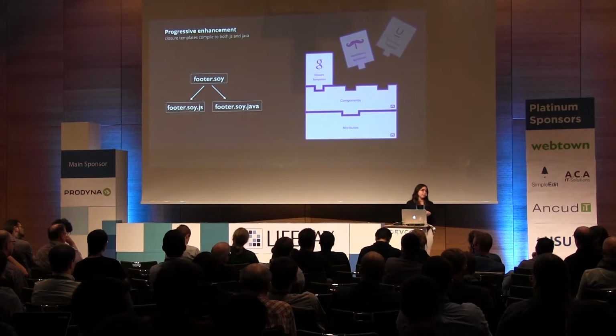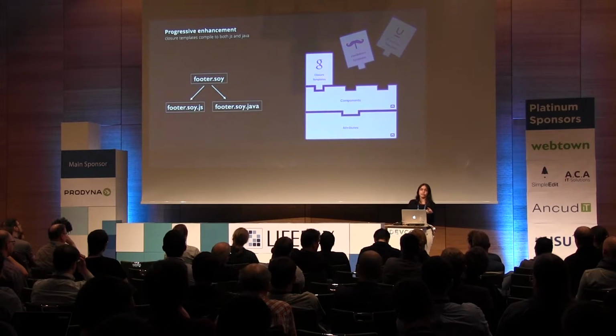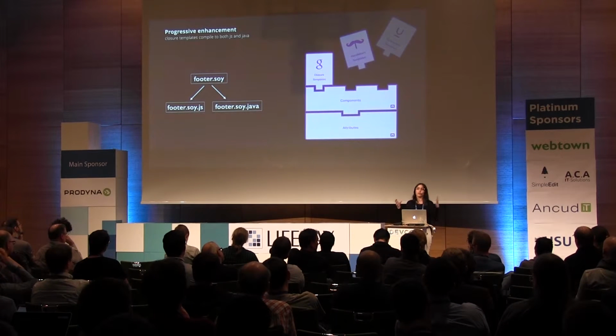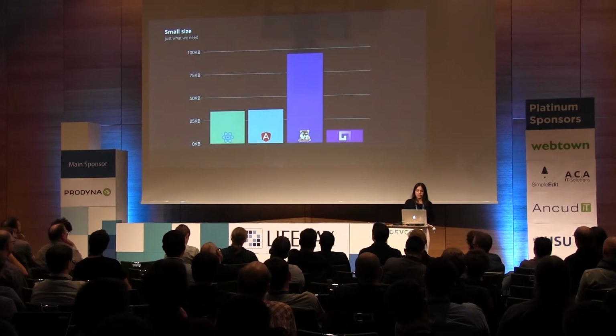But if you're writing Soy templates, they're never going to get out of sync because you're compiling the same code for both languages. JS uses Soy, and Java uses Soy, and they're always exactly the same. So your progressive enhancement is going to be perfect, which is really cool. And I'm going to show you that too.